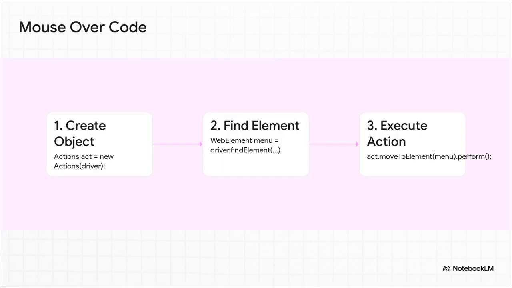And the process is actually really clean. It just breaks down into 3 simple steps. First, you create your actions object and you pass in your WebDriver. Second, you find the element you want to hover over, same as always. And finally, step 3, you tell the object to move to that element. Now, and this is the most important part, none of this actually happens until you call the .perform method. That's the command that says, okay, do it now.